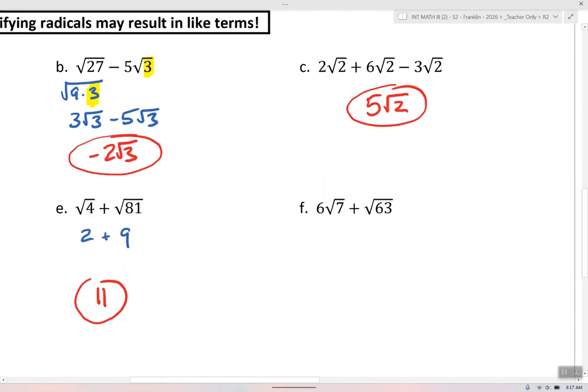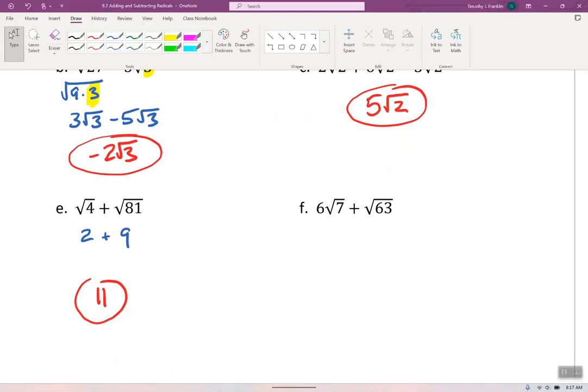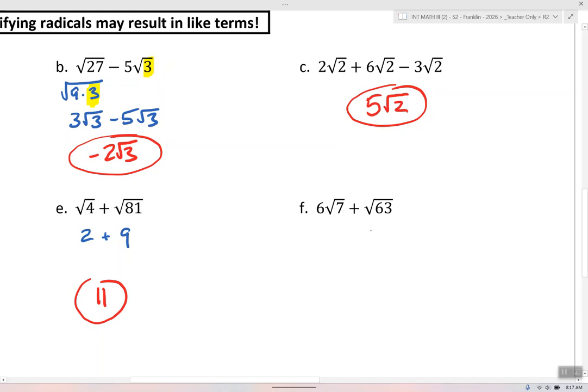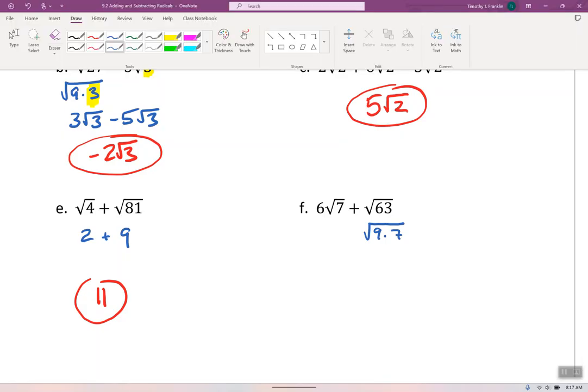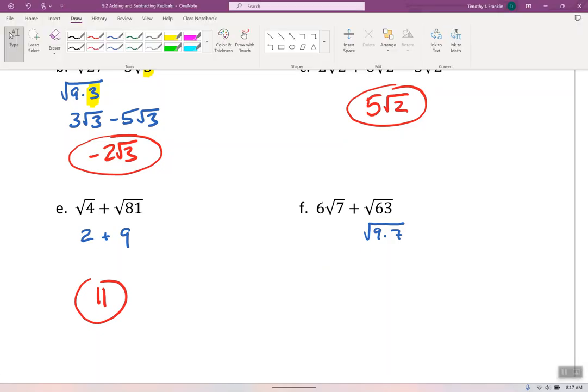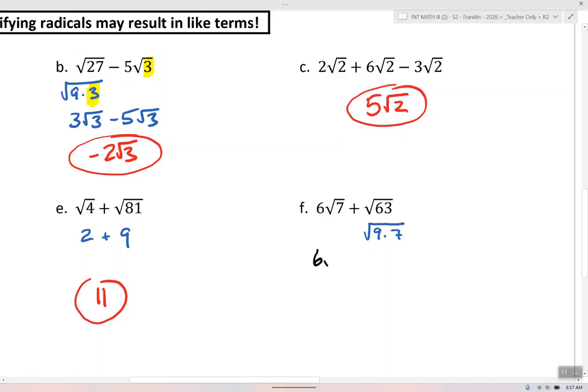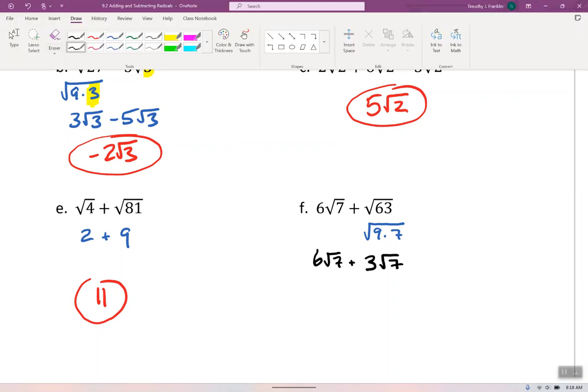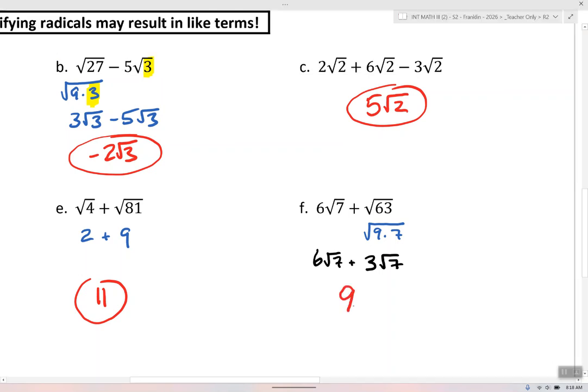Last one here, I have 6 square root of 7 plus the square root of 63. 63 does have a perfect square factor of 9 times 7. And again, I did want a 7 to result there because that's what I had in my first radical. So this problem becomes 6 root 7 plus 3 square root of 7. And I can add 6 plus 3 together and get 9.